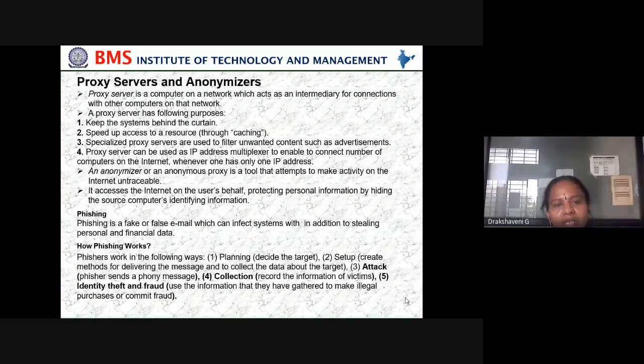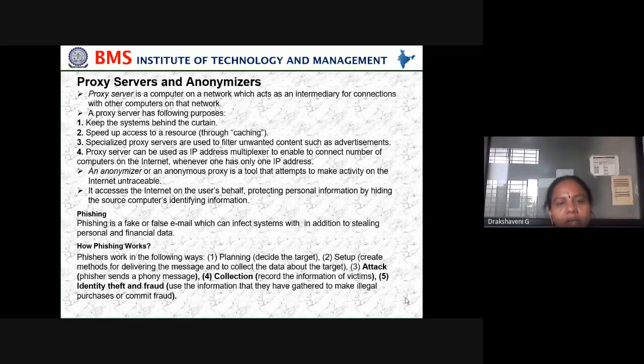Then there is the specialized proxy server. If I want to speed up only the attachments which we have sent, then we can use a proxy server only for attachments. Specialized proxy servers are used to filter unwanted content such as advertisements. A proxy server can also be used as an IP address multiplexer to enable a number of computers to connect to the internet whenever one has only one IP address.